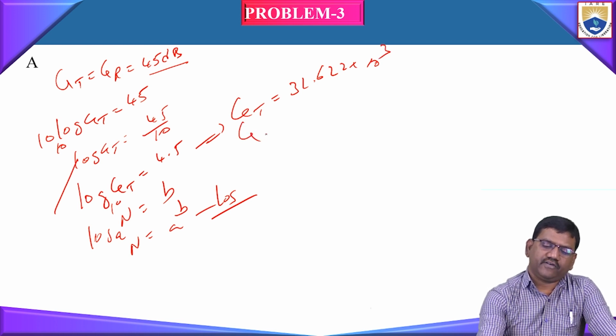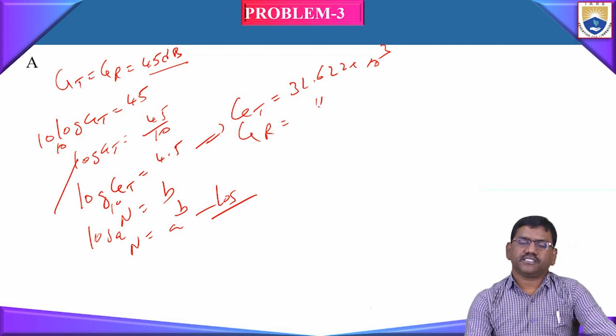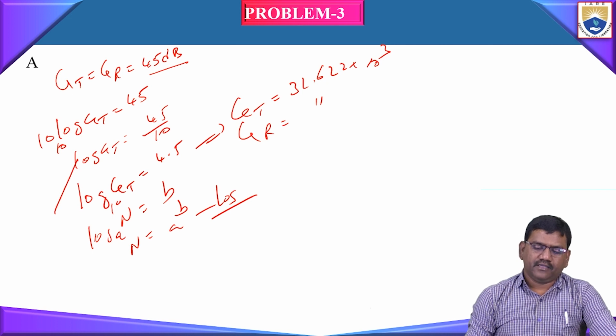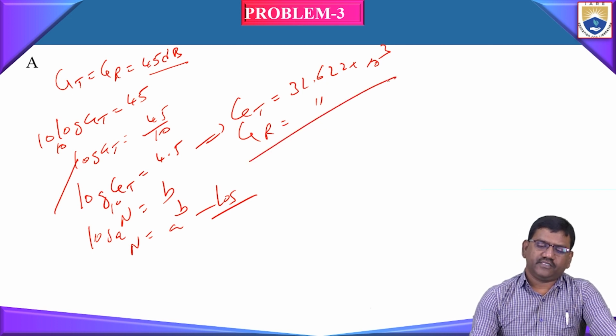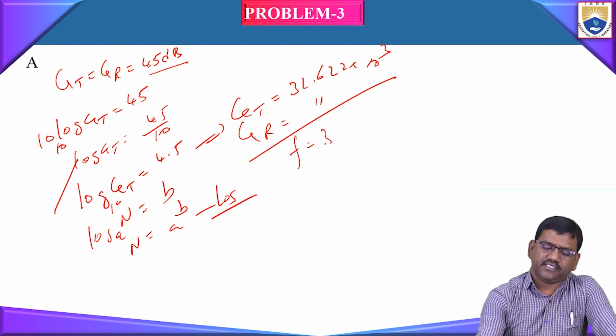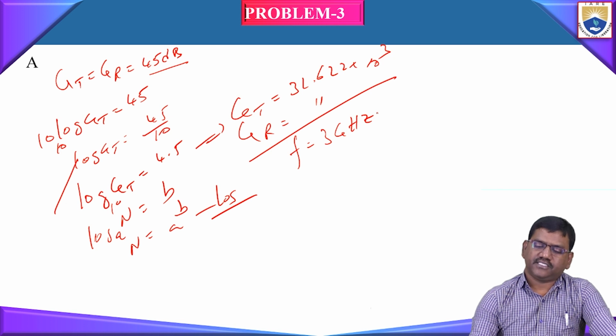Similarly, if you simplify for GR also, you will get the same value, 31.622 into 10 power 3. So we got the decimal value of GT. And again, we need to find out the frequency. It is given as 3 gigahertz. We got the frequency as 3 gigahertz.